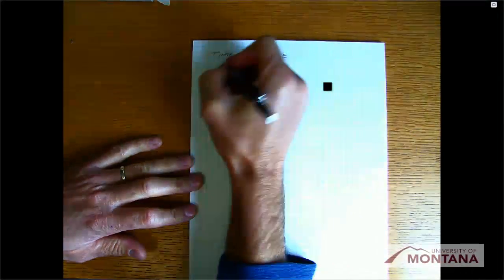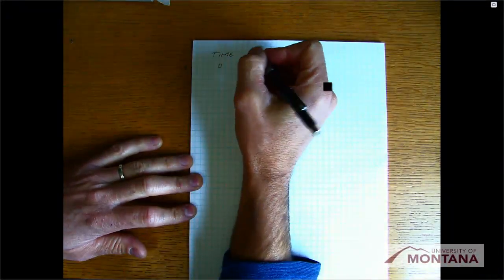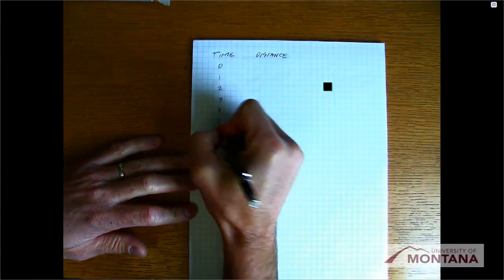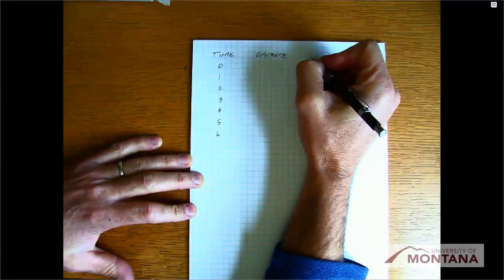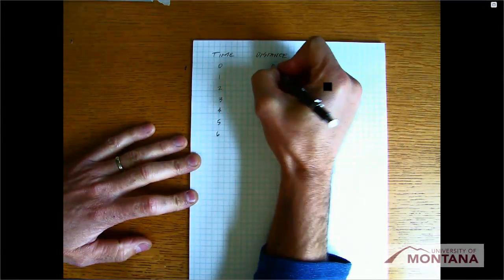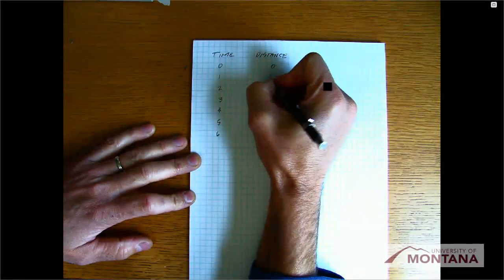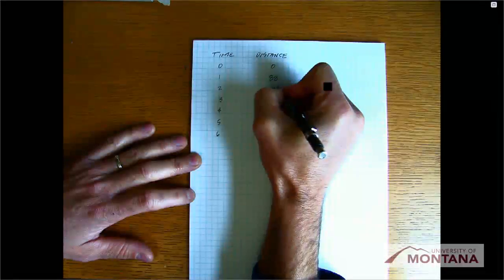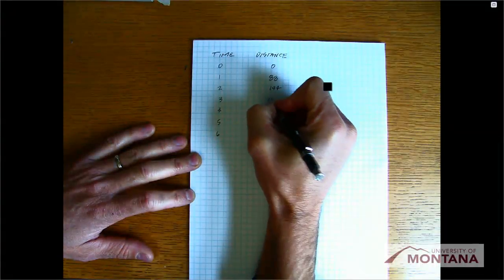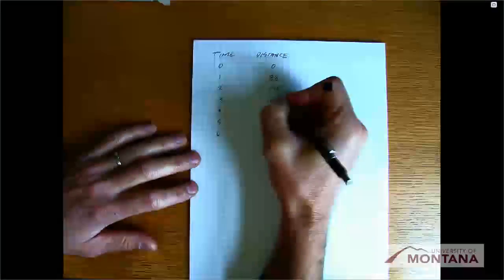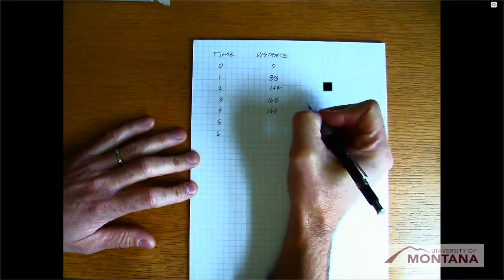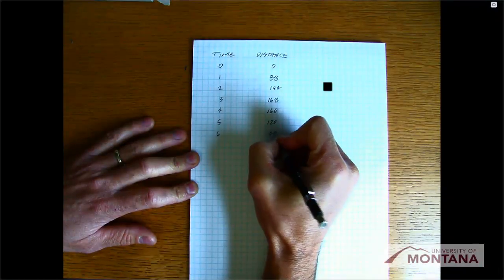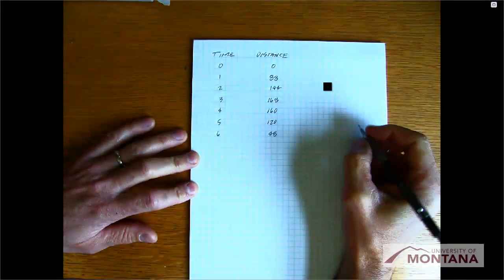So time and distance. Time, we're told, is 0 through 6 seconds, so 0, 1, 2, 3, 4, 5, 6 seconds. And then distance, we're told, is 0, at 1 second we're at 88 feet, at 2 seconds we're at 144 feet, at 3 seconds we're at 168 feet, at 4 seconds we're at 160 feet, at 5 seconds we're at 120 feet, and at 6 seconds we're at 48 feet, and at 7 seconds I think we're back to 0.